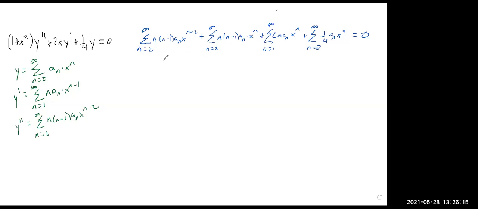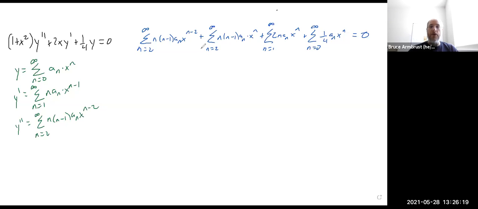All right. So now that we're here, the next goal is to make it so that all of the powers on x are the same. And I'm going to target x to the n because I already have these three all as x to the n, which means I need to change this one by adding 2 everywhere there's an n in here.